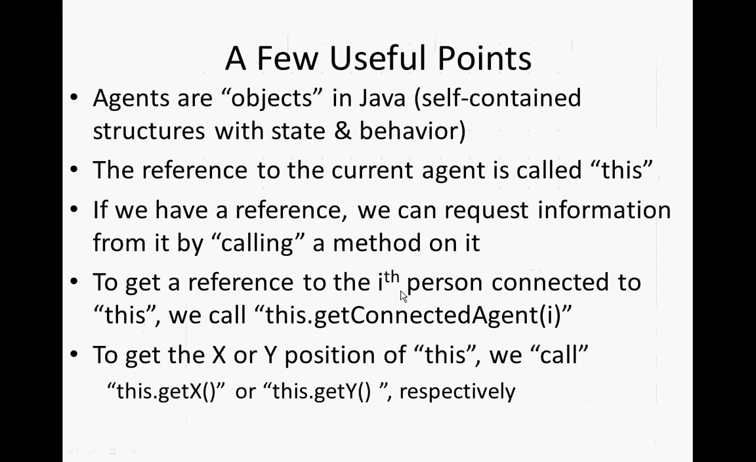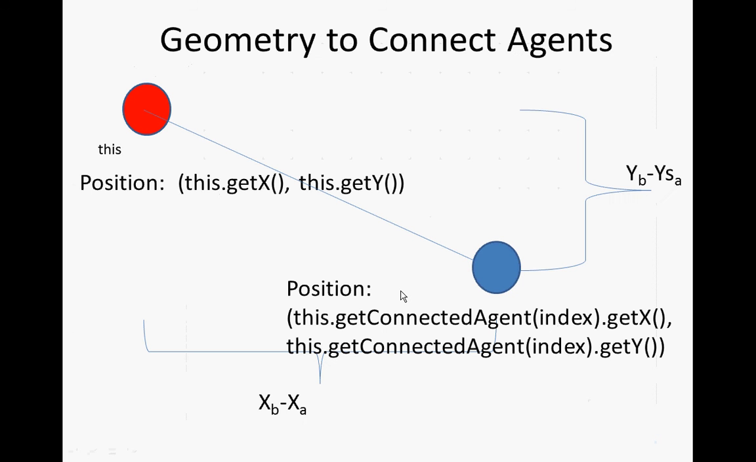So if we have a reference to an agent, we can ask .getX, and that will return to us its location. So if our position is this.getX, that's my x location, and then for the agent we're connected to, the 0th agent, I could call this.getConnectedAgent of 0. That will return a reference to that agent, the 0th agent. And then I can call getX on that, and that will get its x location. This is me, and I'm saying, hey, get my connected agent, the very first one of them, so at index 0, and now get the x location of it.